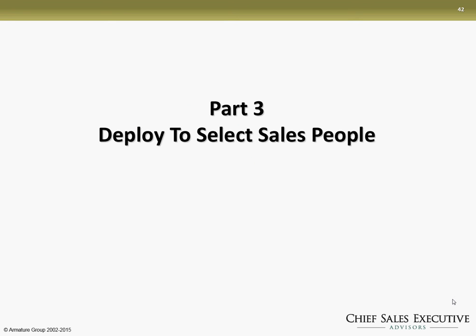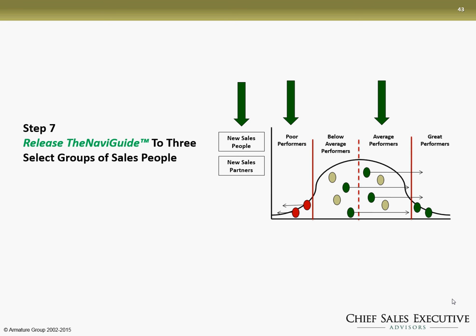Now let's look at part 3, deploying the TheNaviGuide to a select group of salespeople. The first thing we do here is we want to release the guide to 3 groups of salespeople. First, new salespeople and new sales partners, so we can get them indoctrinated in using the TheNaviGuide from day 1 as they join your organization. This will speed their onboarding process as well.